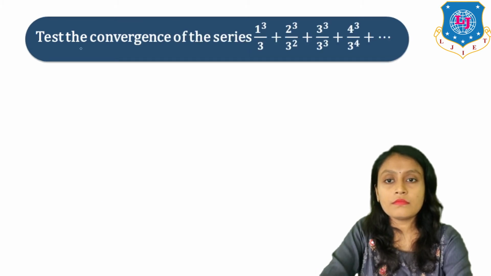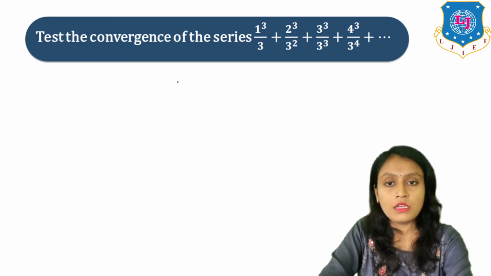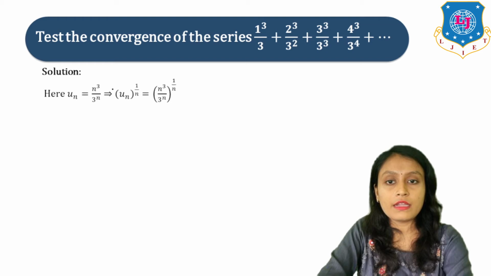Okay, now one more example. Test the convergence of series 1 cube upon 3 plus 2 cube upon 3 square plus 3 cube upon 3 cube and so on. Okay, so here we have to find the un. Now you can see here the power 3 is fixed, but these numbers 1, 2, 3, 4 are changing, right? So we will write it as n cube. And here this 3 is fixed and this power, that is 1, 2, 3, this varies. So in place of 1, 2, 3, 4 in general, we will write 3 raised to n. Okay, so here we have un as n cube upon 3 raised to n.